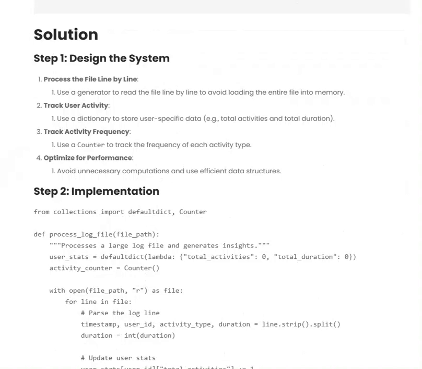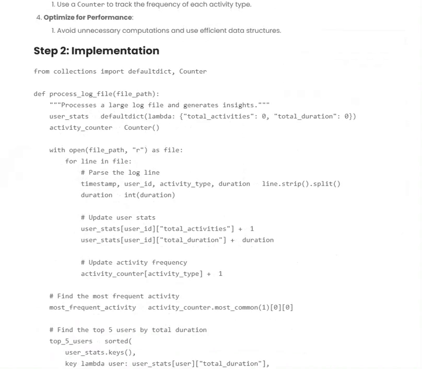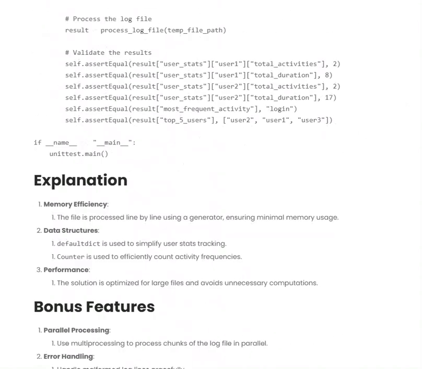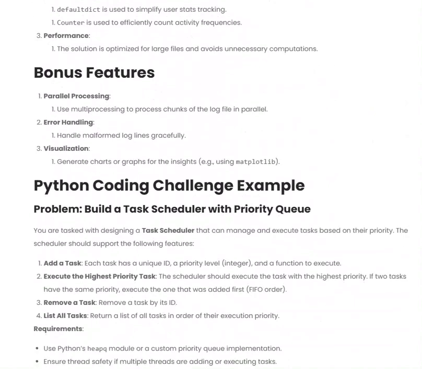Solution: step 1, design the system. Process the file line by line. Track user activity. Track activity frequency. Optimize for performance. Implementation: there is code. Unit tests. Explanation. Bonus feature. Another coding challenge is to build a task scheduler with a priority queue.